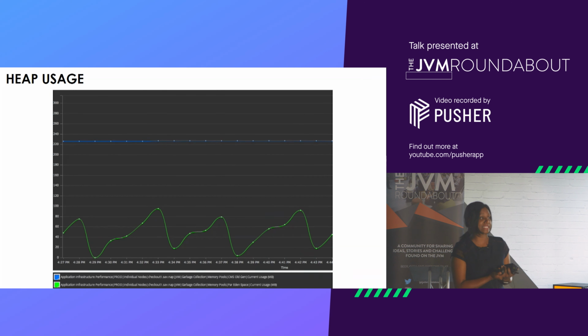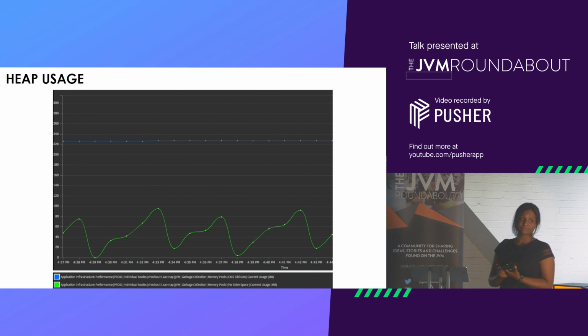We were using the CMS garbage collector, which is the concurrent mark sweep garbage collector. You can see 2 graphs there, one in green and one in blue. The green one is the memory usage of the Eden space, of the young generation, whereas the blue one is of the old generation. In the usage of the Eden space, the dips that you see are where minor GCs are triggered. You can see that they are happening frequently. That all looks quite healthy.